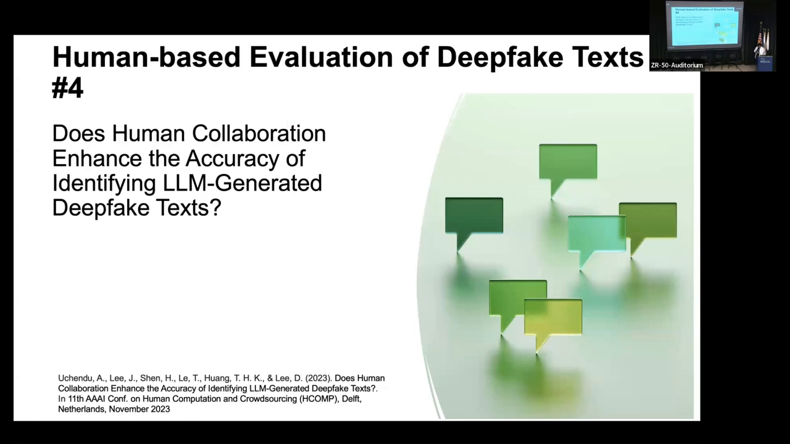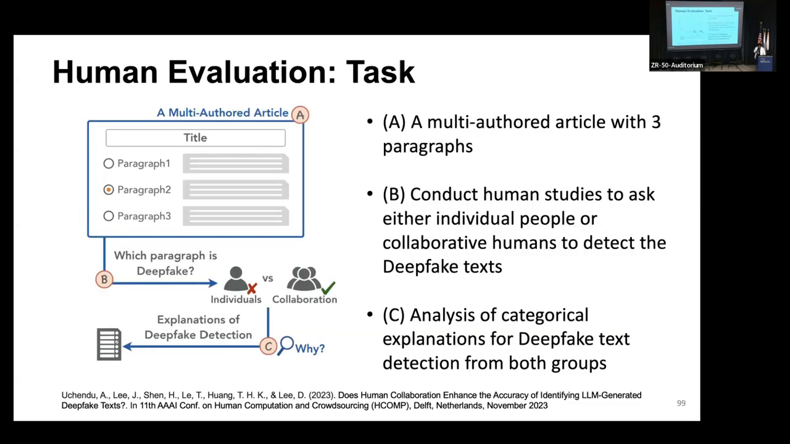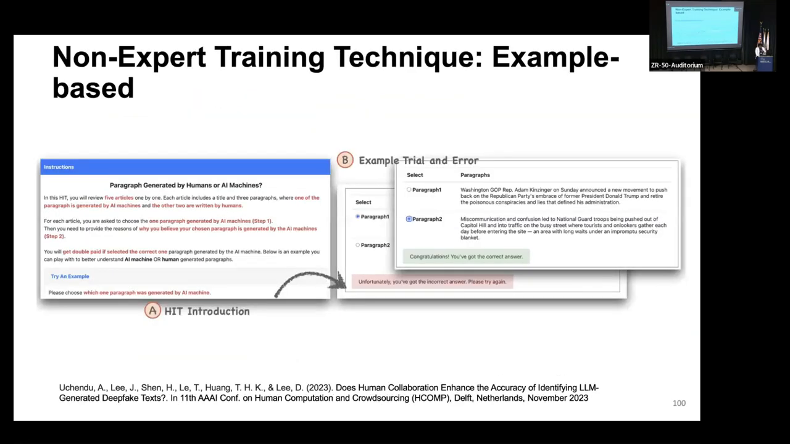So finally, we have: does human collaboration enhance the accuracy of identifying LLM-generated deepfake text? We decided to incorporate collaboration into this detection task. We see that humans perform pretty poorly on this task, and we wanted to see if we can improve performance by asking humans to collaborate both synchronously or non-synchronously. Synchronously means that they are able to see each other and talk to each other, and non-synchronously means that I get the answers from one human and give them to the other human without them talking to each other. And we looked at two audiences, non-experts being people who do not have a degree in English, literature, or any related degree such as that.